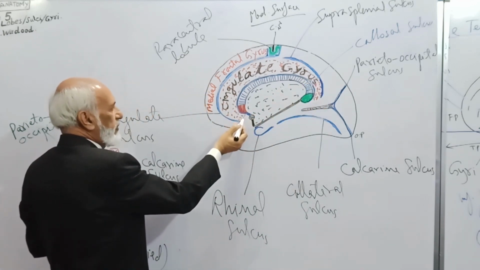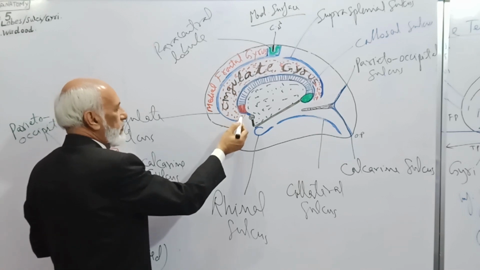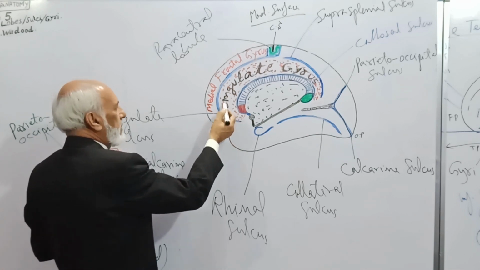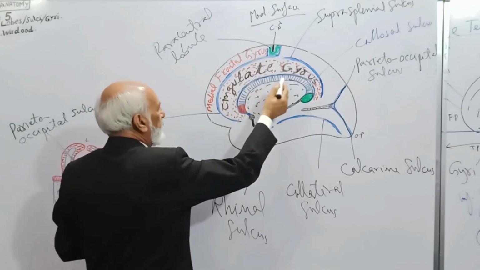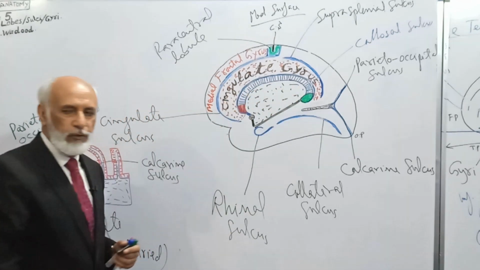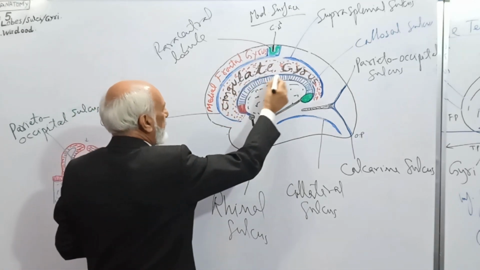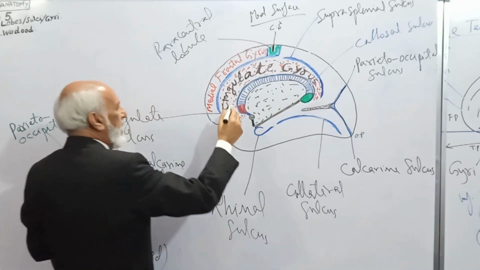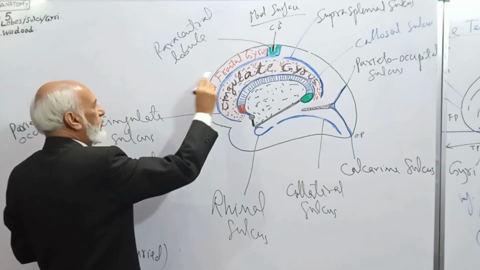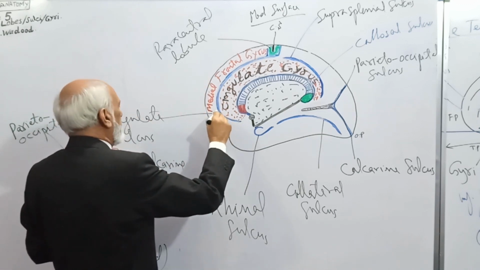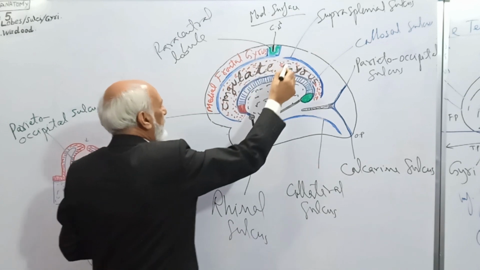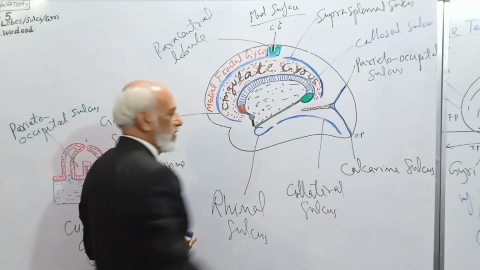Below the rostrum and genu of the corpus callosum, there is a curved gyrus which follows the curvature of the corpus callosum. It is separated from the corpus callosum by callosal sulcus, and it is separated from medial frontal gyrus by cingulate sulcus and suprasplenial sulcus.